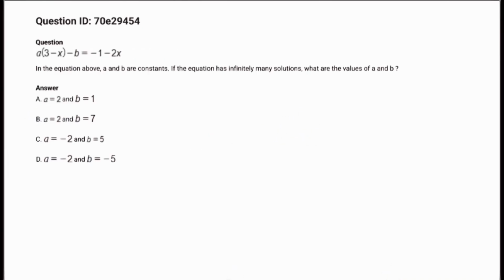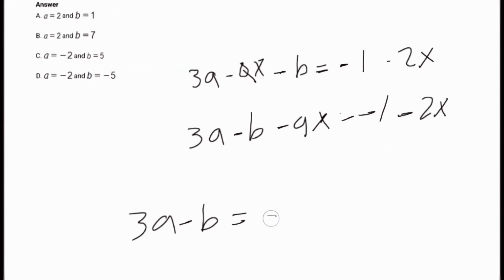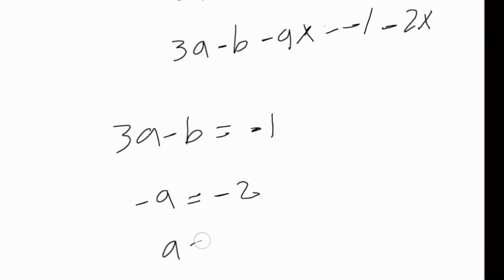3a minus ax minus b equals negative 1 minus 2x. In the equation above, a and b are constants. If the equation has infinitely many solutions, what are the values of a and b? 3a minus ax minus b equals negative 1 minus 2x. So 3a minus b equals negative 1 and a equals 2.